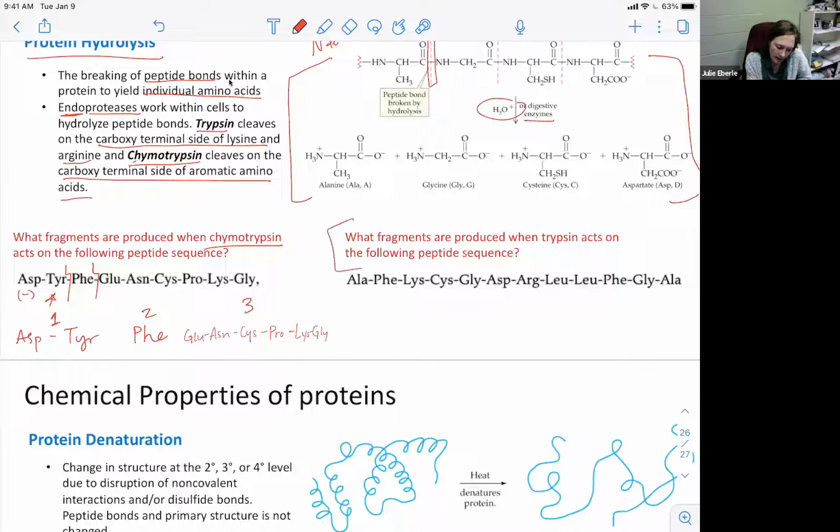Second question: what fragments would be produced when trypsin acts on the following peptide sequence? Remember, trypsin cleaves on the carboxy terminal side of lysine and arginine. So you're just looking for LYS and ARG, and you're going to cut on the right side, the carboxy terminal side. This would be the N terminal, and this would be the carboxy terminal on the right. So here's a lysine, it'll clip right after lysine. Here's an arginine, it'll clip right after arginine. I think that's the only places.